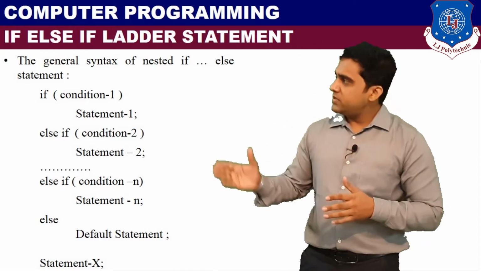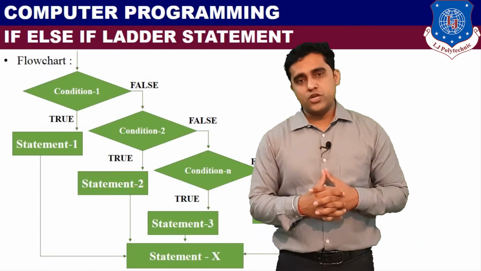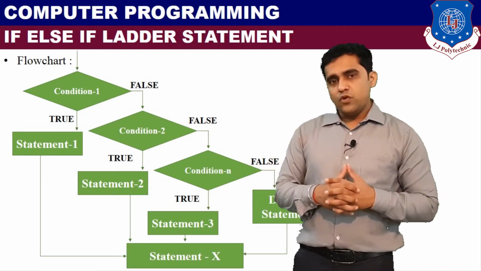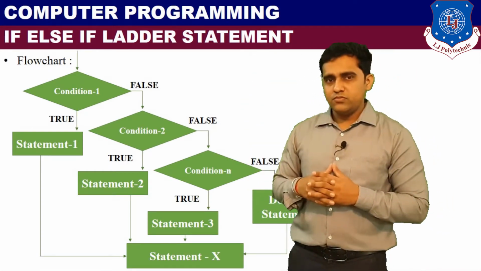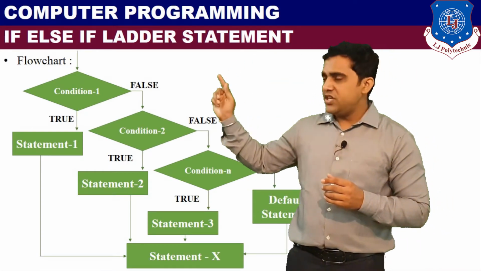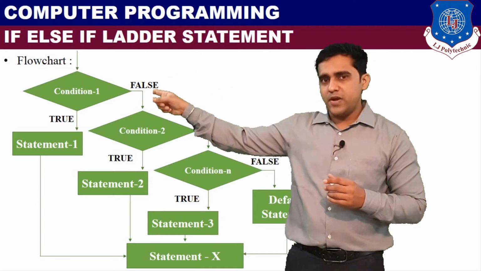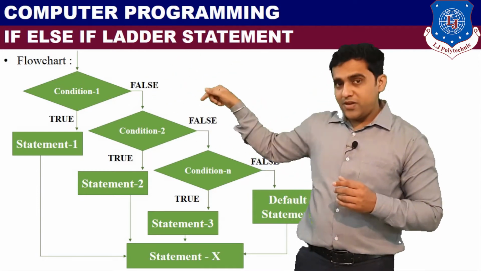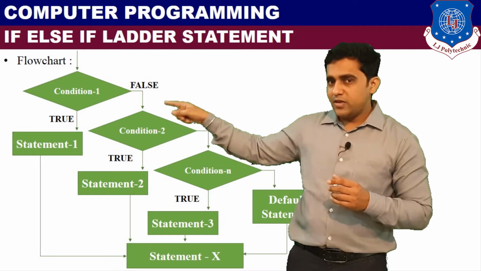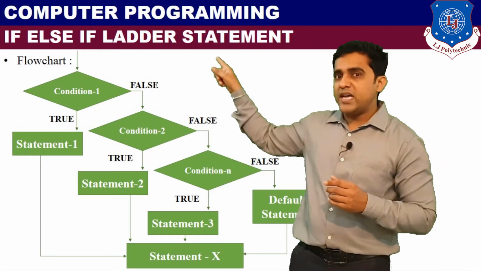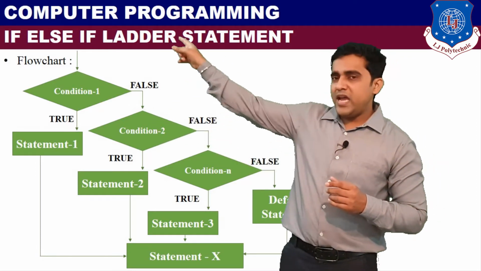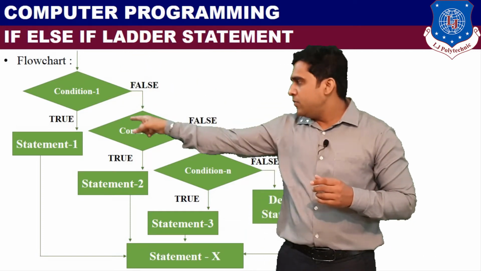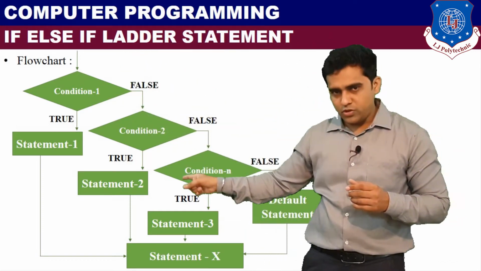Now from this syntax, let's understand the flowchart. In the flowchart, first a single input, if condition is true, then execute the statement, else if condition is true, execute the statement, else if condition is true, execute the statement. If any of the statements is executed, directly move to the statement X or stop.